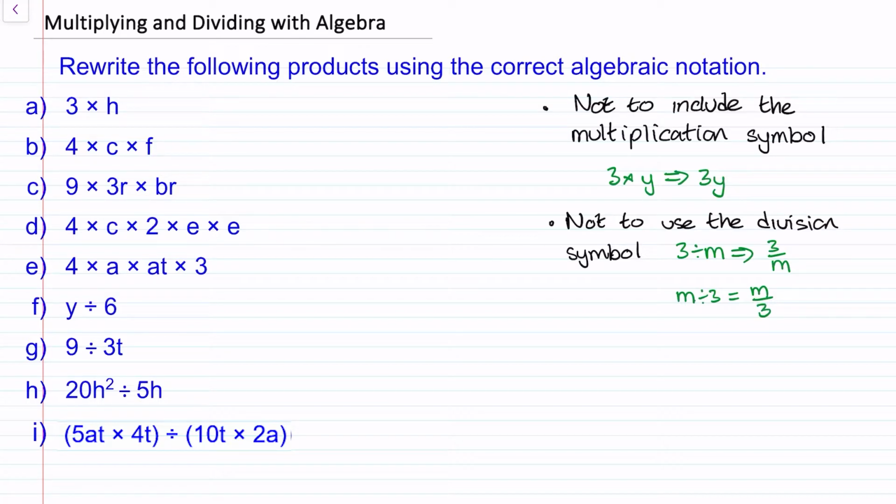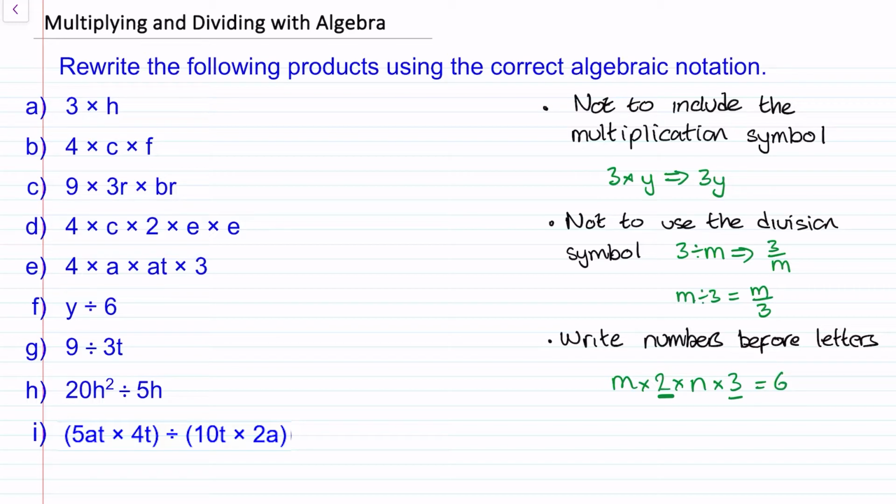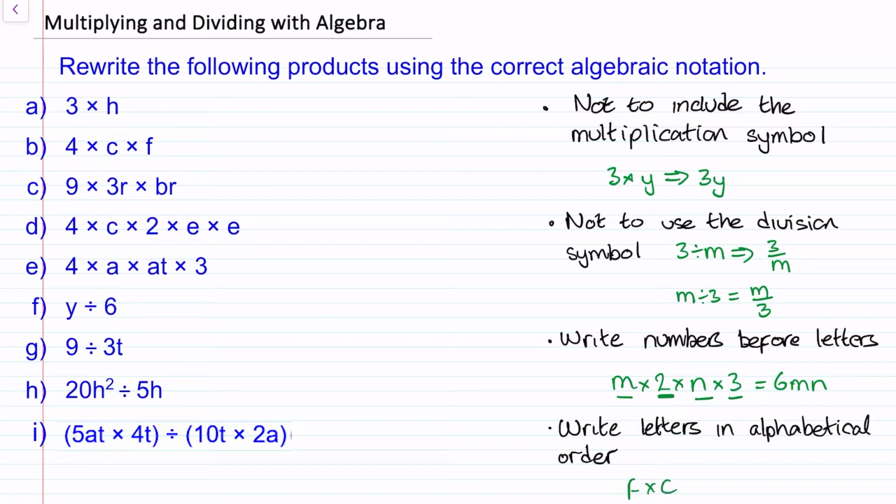The third rule, we write numbers before letters. So if we had m multiplied by 2 multiplied by n and then multiplied by 3, so the product of 2 and 3 is 6, and then m, n. And the fourth rule, we write the letters in alphabetical order. So if we have F multiplied by C multiplied by 2, this would become 2CF.